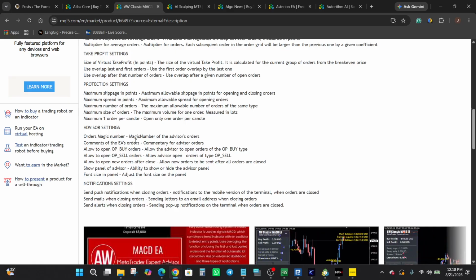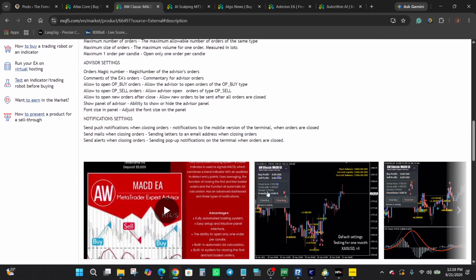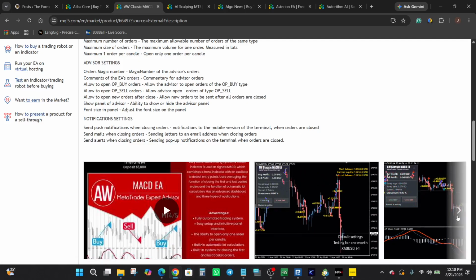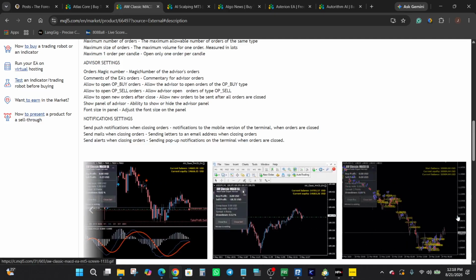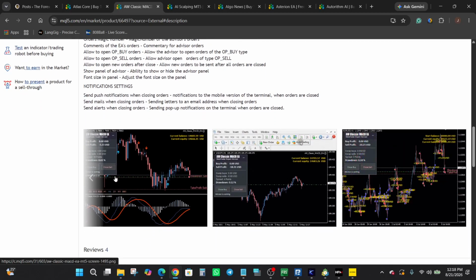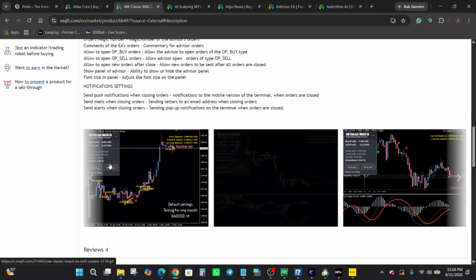All right, so the marketplace information provided here does not include very detailed historical performance figures. But from these images here, this basically seems to show the EA in action. Okay, but we are going to have our own strategy tester backtest.